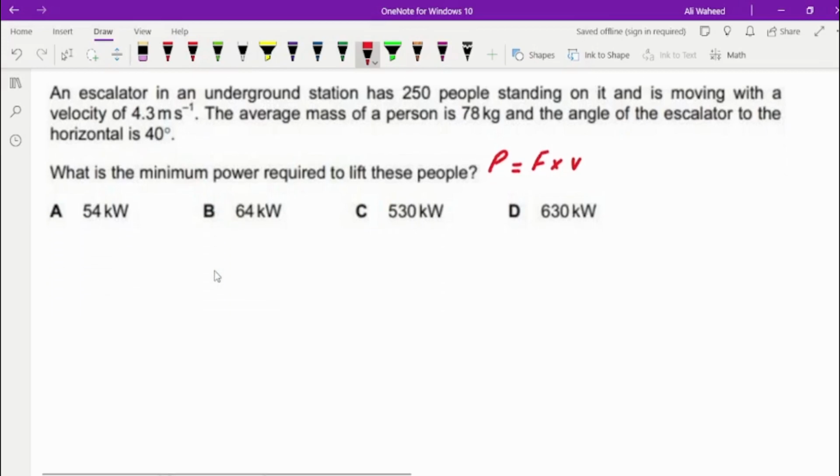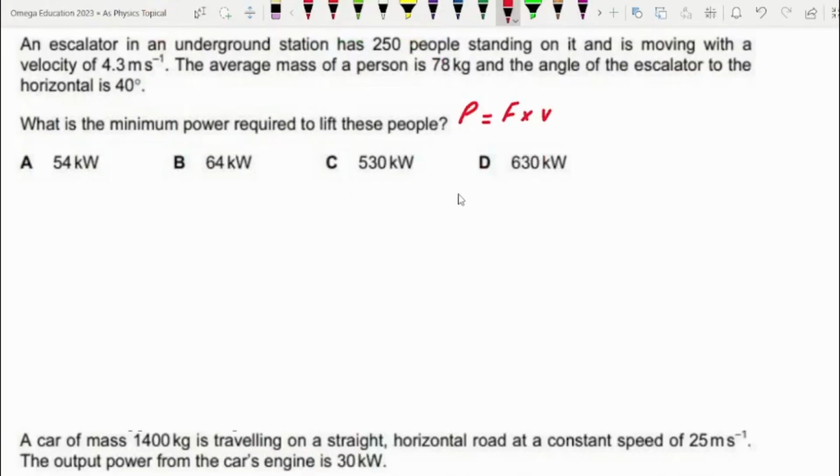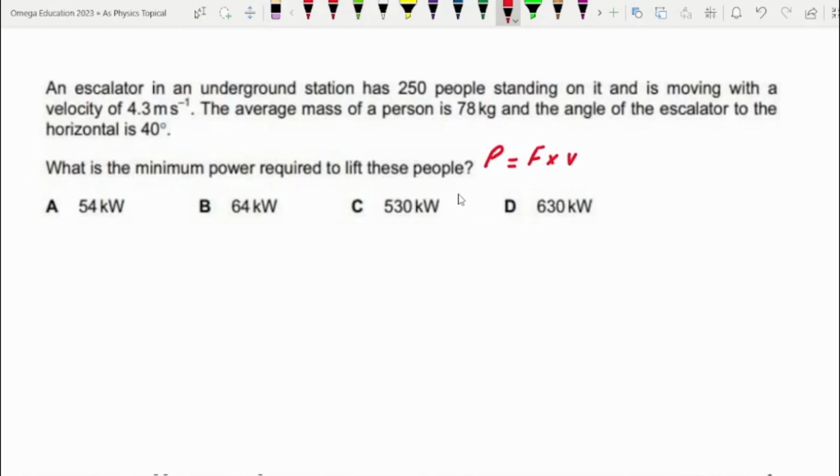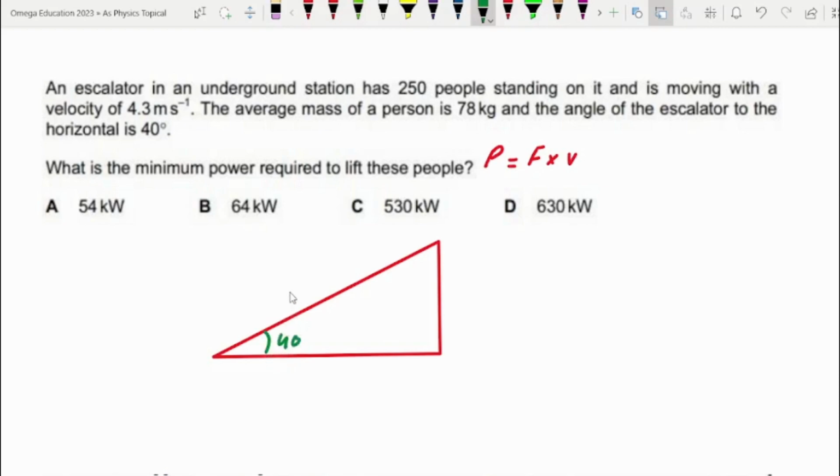So if I try to draw the diagram of the situation, it would look something like this. The angle with the horizontal is 40 degrees. The people, all 250 of them, would be going up the escalator in this direction, and we need to find the force that would be used to push all 250 persons up the escalator. One of the forces that we know would be the weight of the people, and that weight W equals mg. So I can write mg over here.